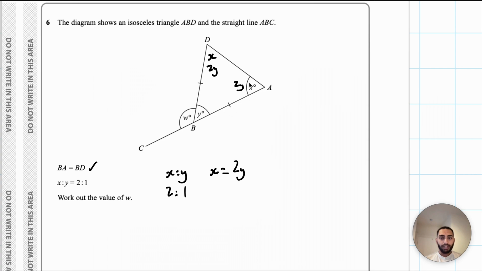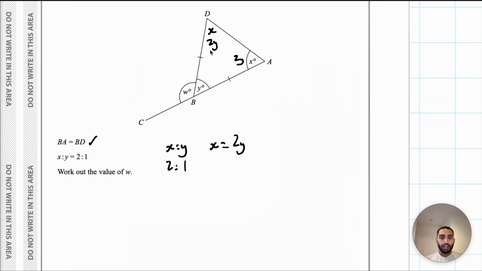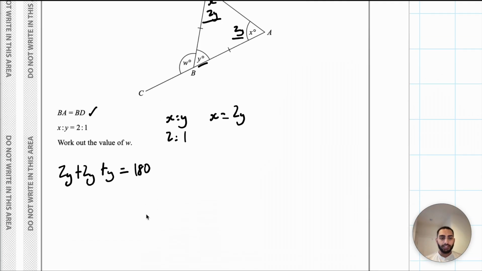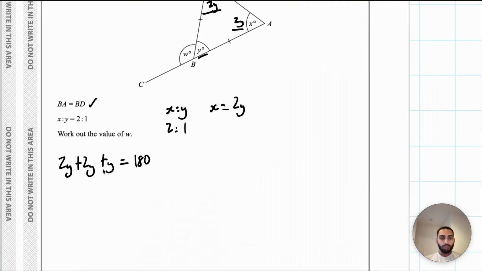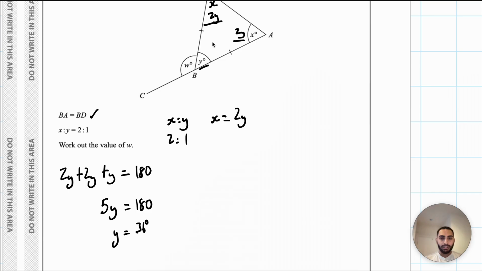Because I've got the same letters in this triangle, I can add them all up together, and it's going to equal 180. So I've got 2Y plus Y, which is going to equal angles in a triangle 180. 2y plus 2y plus y, that's 5y equals 180. To divide by 5, I just divide it by 10, and then I double it. So y is equal to 18 times by 2, which is 36. So each y here is 36 degrees.